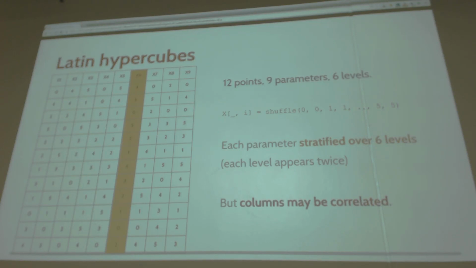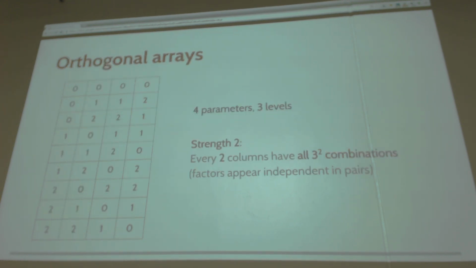To produce each column, we just take basically an equal number of each level, and we shuffle these columns independently. The problem is that we can get ugly column correlations because we didn't do anything to avoid correlations. So it may turn out that we have explored, for example, only high values of x1 with high values of x4, but we didn't explore what happens if x1 is high but x4 is low. Let's talk about how to do better. To do better, we need something called orthogonal arrays.